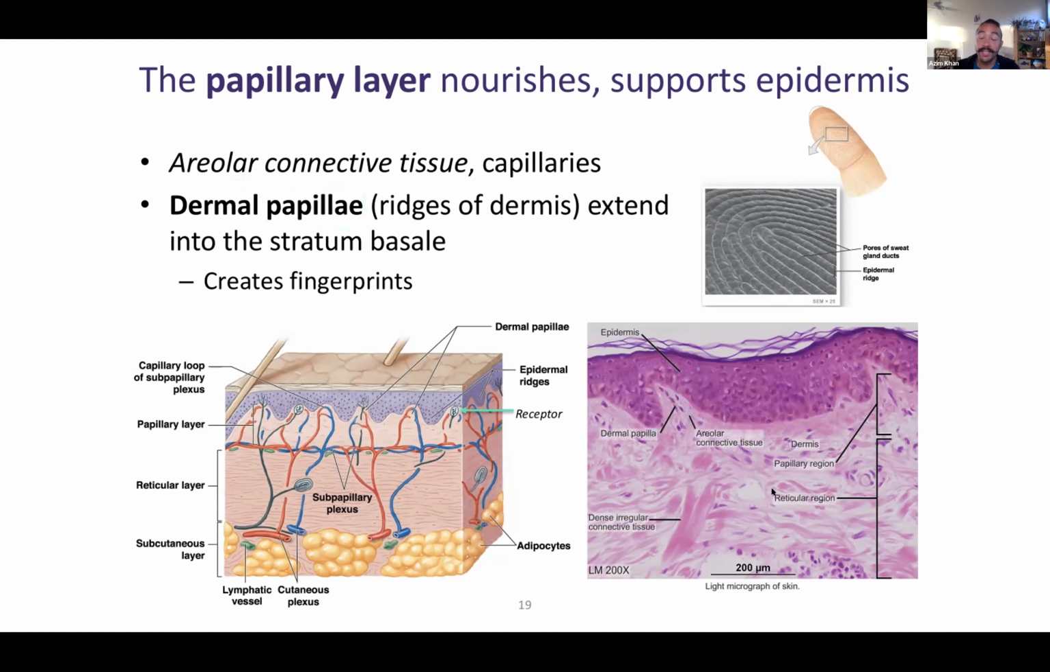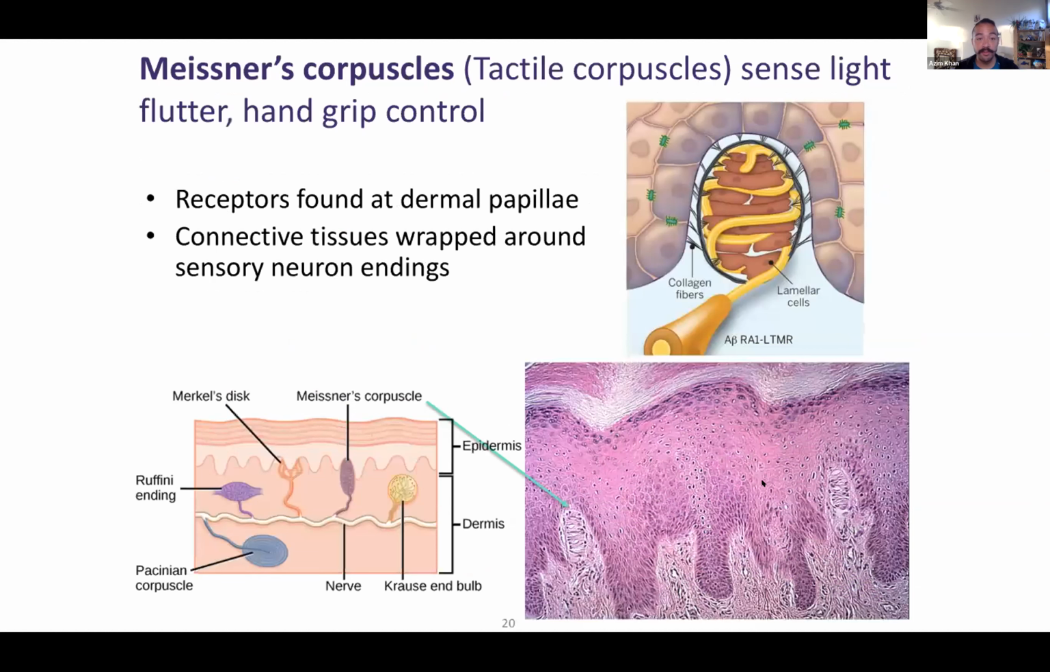What's neat about them, or what can be found here besides blood vessels, you can also find a special sensory receptor. We've already talked about Merkel cells, but that's only found in stratum basale. Here we can find another receptor. It's called a Meissner's corpuscle. Meissner's is a person's name. You may also see it called tactile corpuscle. It's the same thing. I'm going to refer to it as a Meissner's corpuscle. Since it is also fairly superficial, but it's in the dermis, it does sense a lighter touch, but specifically light flutter and grip.